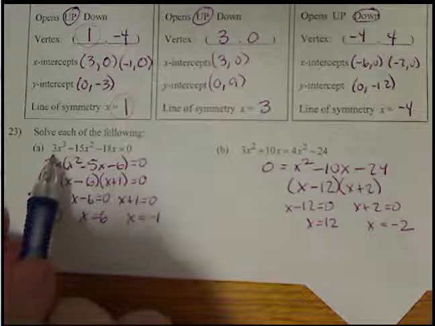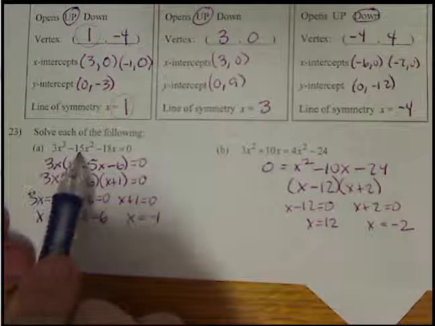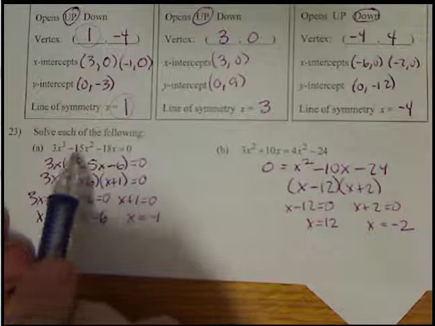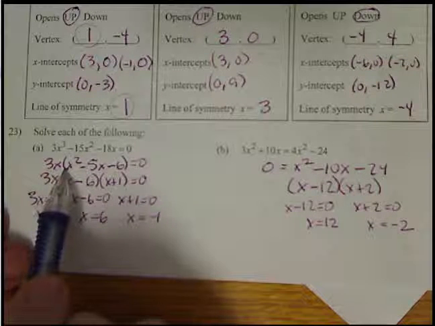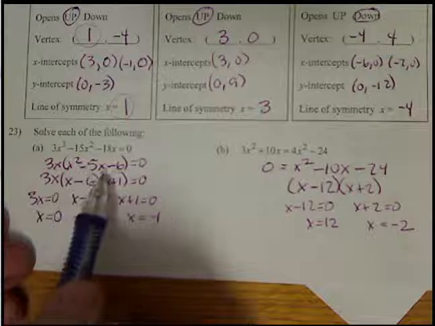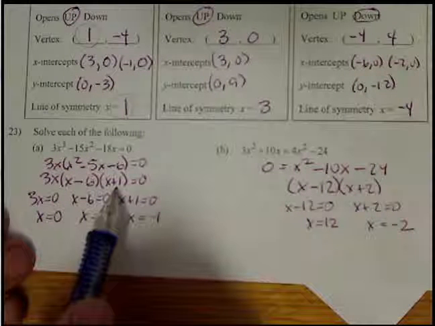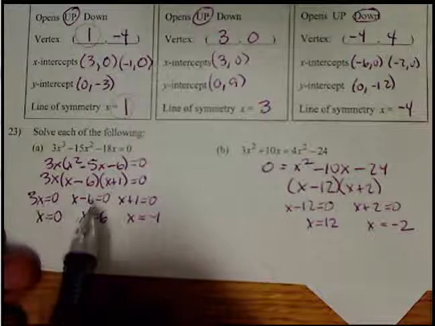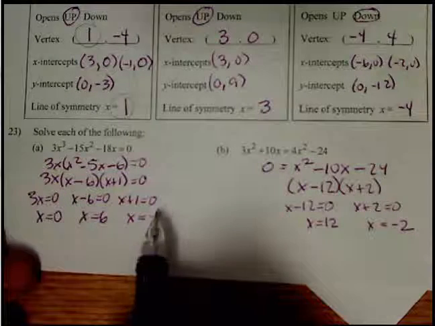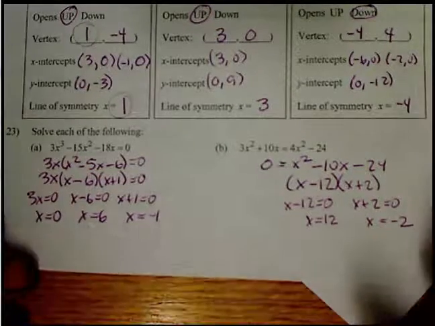This one already does. Then you look for anything in common. Well, 3 will go into all those terms. X will go into all those terms. So I got 3x times x squared minus 5x minus 6. This factors to x minus 6 and x plus 1. Solving it, I get 3x equals 0, x minus 6 equals 0, x plus 1 equals 0. So we have 0, 6, and negative 1.